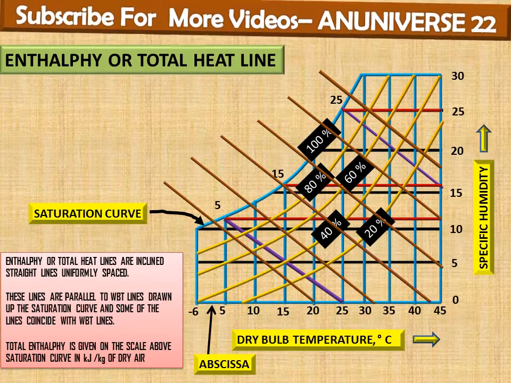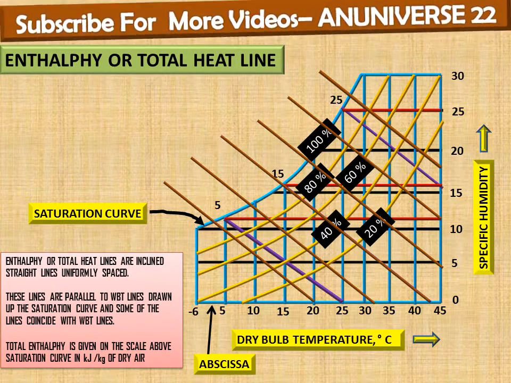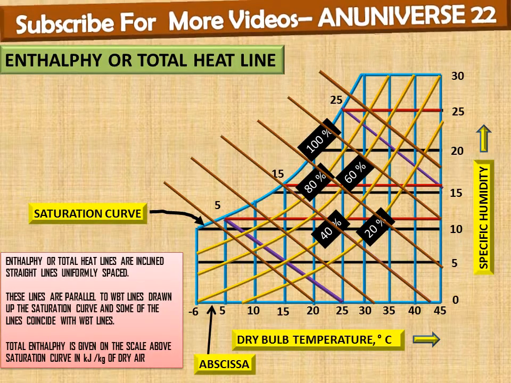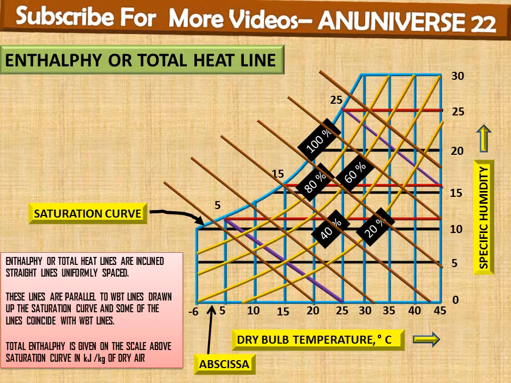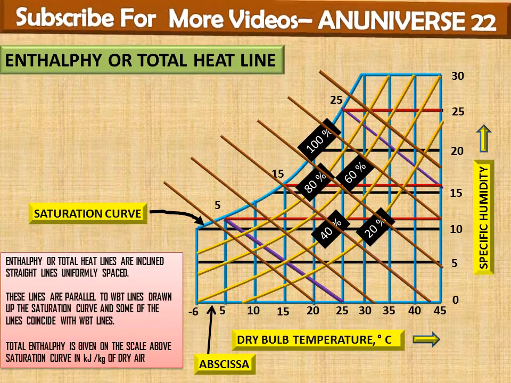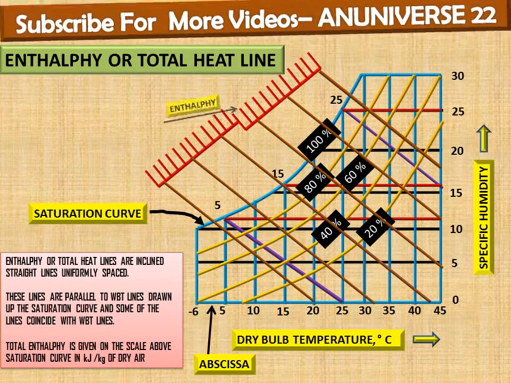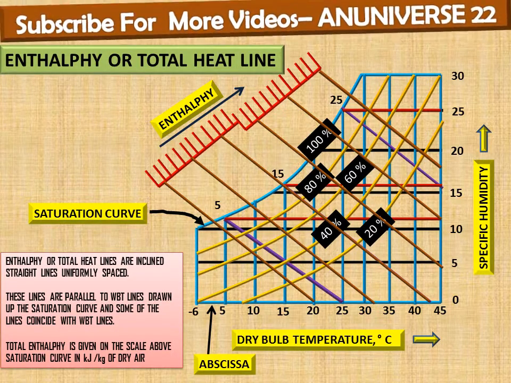Total enthalpy is given on the scale above the saturation curve in kilojoule per kg of dry air. The values of the total enthalpy are given on the scale that is above the saturation curve. So this is the scale on which we can read enthalpy. This scale is used to read the value of the enthalpy.